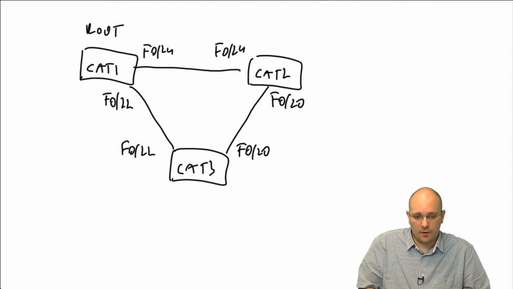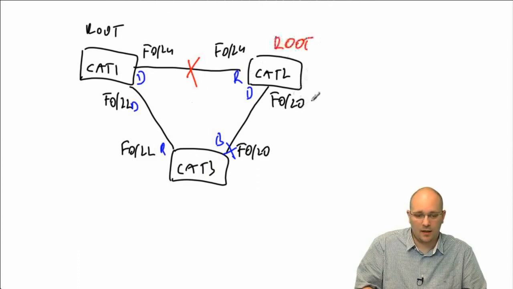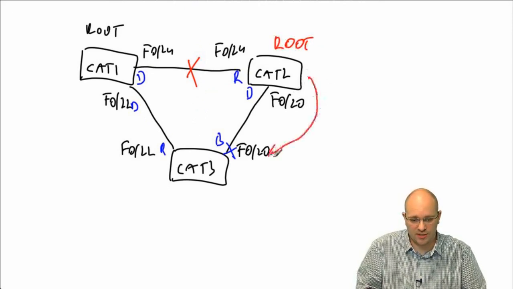Now, we know that this here is the blocking link, that this one here is the designated port, this one is the root port, designated, designated, and the root port. Let's again examine what happens when this link here fails. Cat2 is going to declare itself as the root. It is going to start sending the inferior BPDU frames.